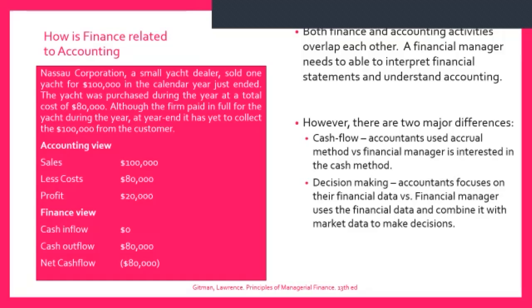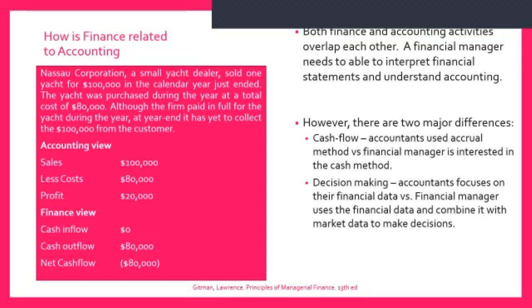However, there are major differences. Cash flow: accountants use the accrual method versus financial managers interested in the cash method. And we know from accounting one, fundamentals of accounting, that the accrual method is we record revenue when it is incurred, and expenses when it is incurred, not when it is received. That's the cash method. So the financial manager is really concerned with the cash method because he wants to make sure that there's life in the business, which is cash running through the business.